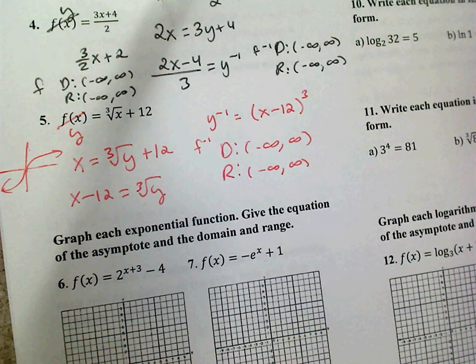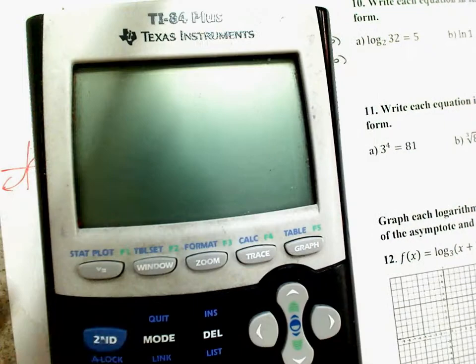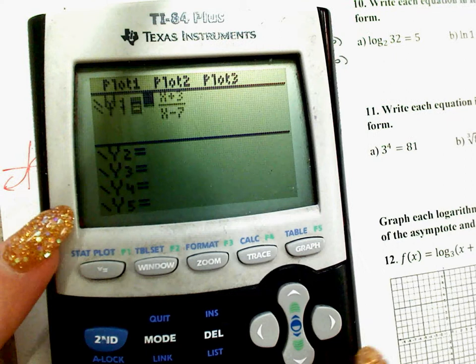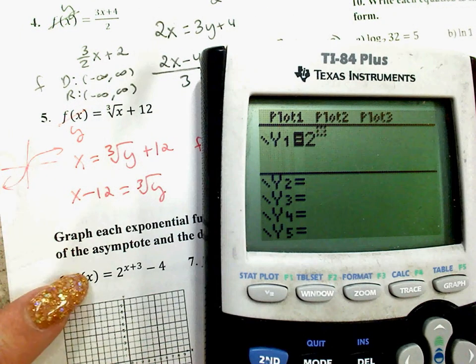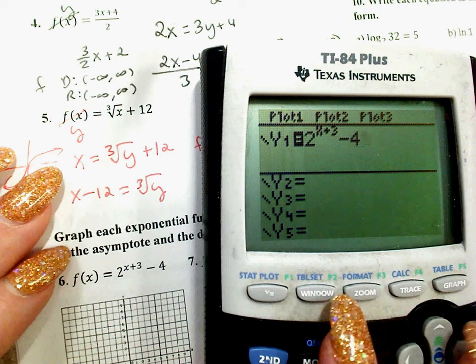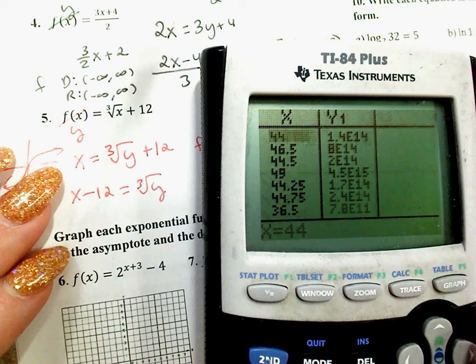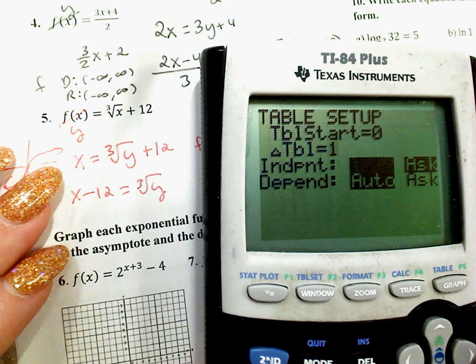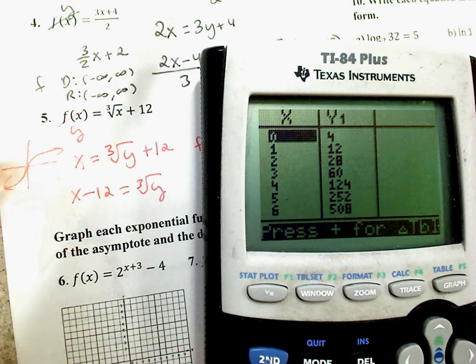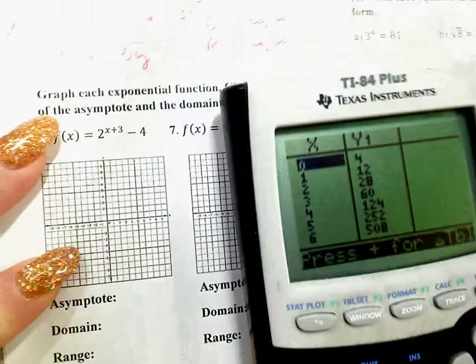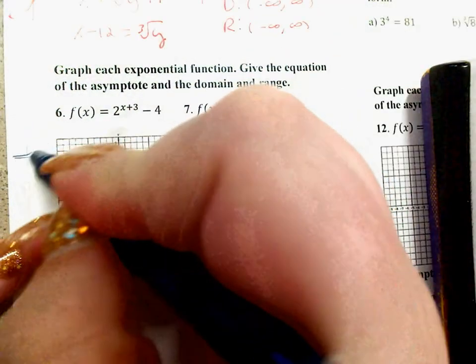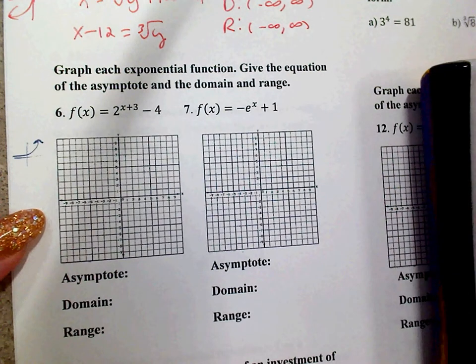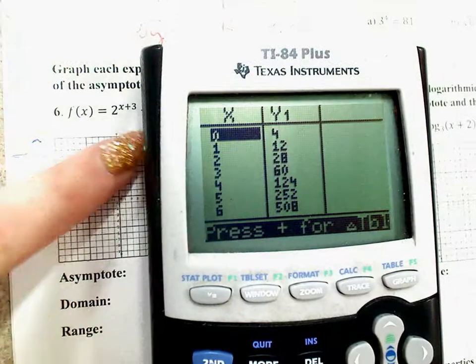Okay. So I'm going to go to y equals and type it in. 2 raised to the x plus 3 minus 4. And then what I'm going to do is I'm going to go to my table. And I'm going to make sure it's on normal. Okay. Now, as far as exponential functions go, we should kind of know what those look like. They look like this, and they have a horizontal asymptote. And then the minus 4 means it goes down 4. But you can actually see that just by plotting these points.